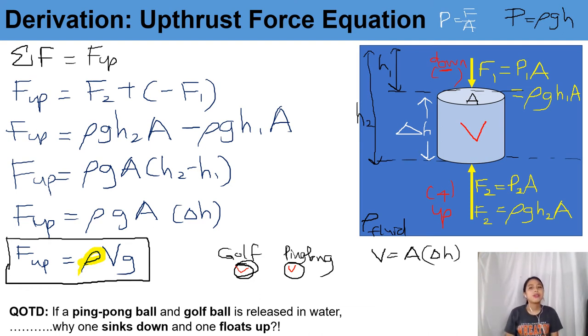Is the upthrust on them the same? Think about this for a moment. Why does a golf ball sink while a ping pong ball floats in water? The answer is, the upthrust on both of them is the same, but something else is different. Let's take a look at the simulation in PhET to see how to resolve this dilemma question.